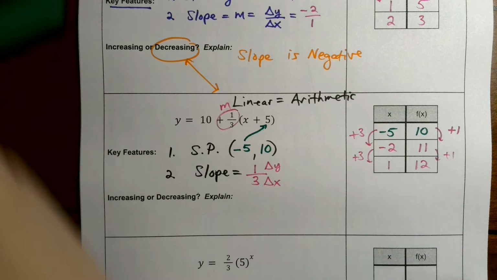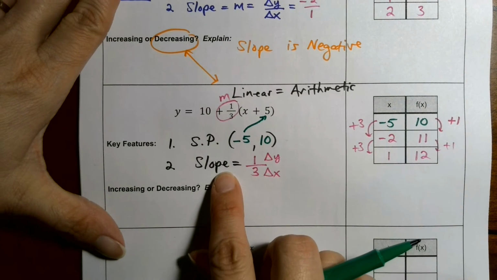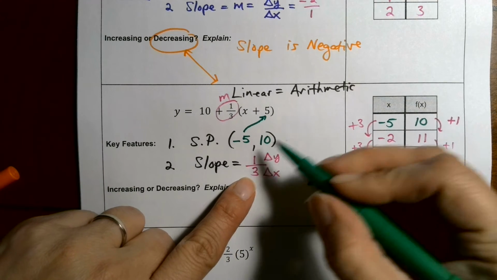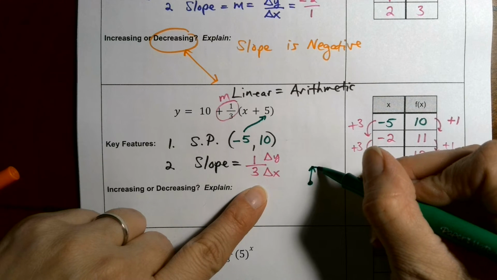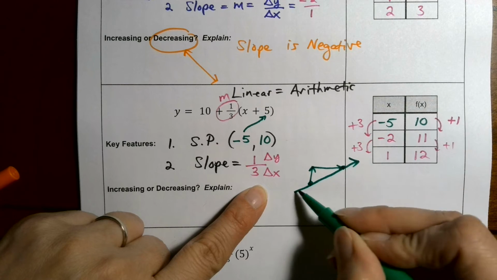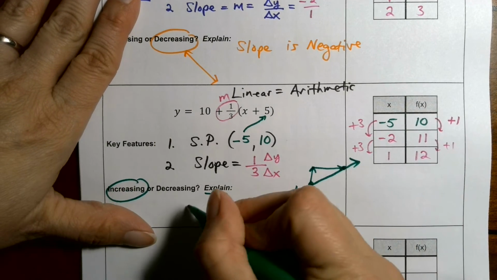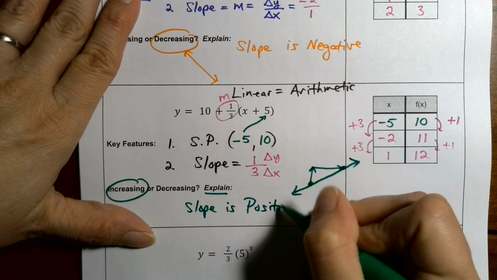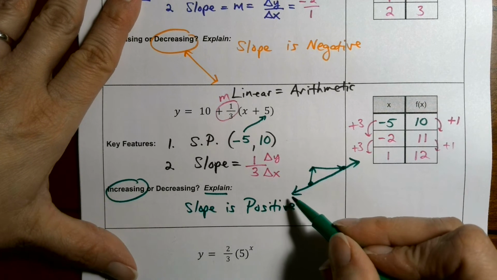So is this line increasing or decreasing? We're going to look at the slope for that. This line would have a starting point, and then I would go up 1 for the rise and 3 to the right. This line is definitely increasing. And the reason I know that is because the slope is positive. It doesn't matter if it's a fraction or not, it's going positive, it's going uphill.